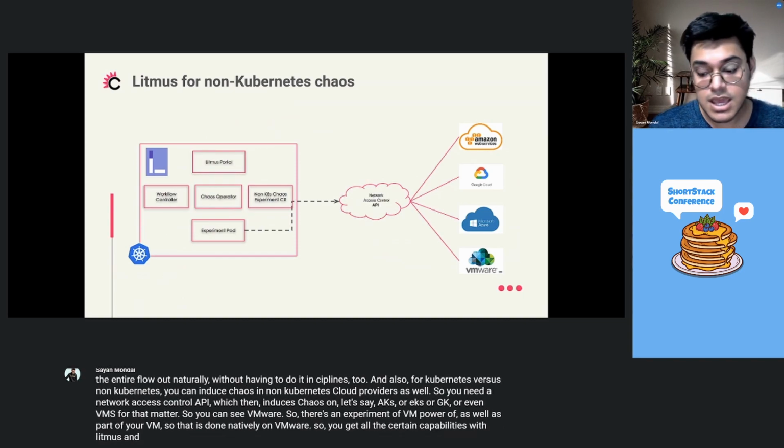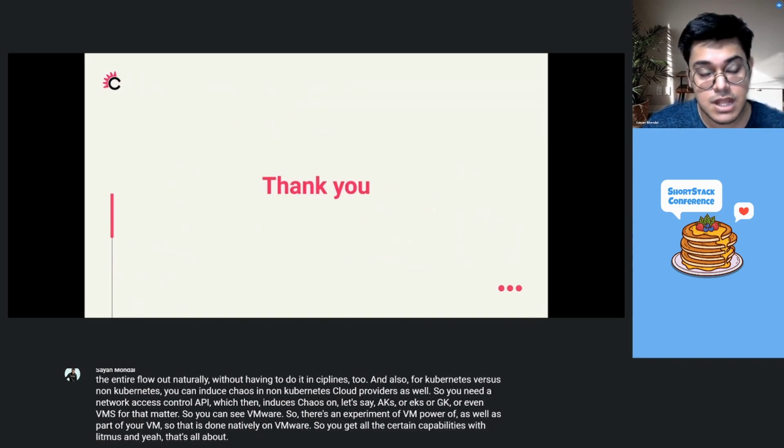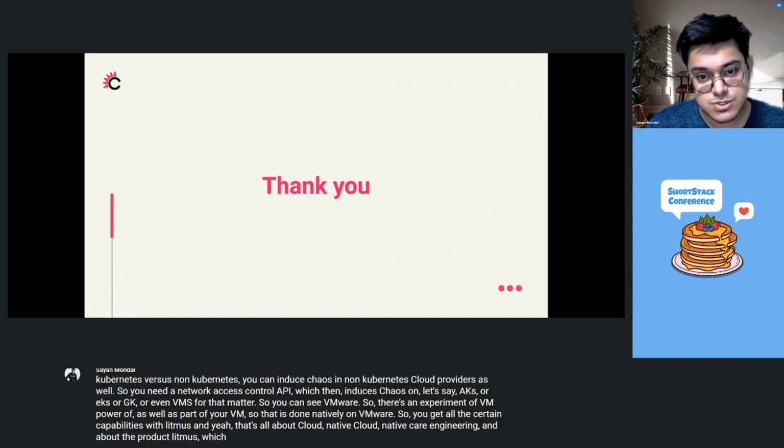And yeah, that's all about cloud native chaos engineering, and about the product Litmus, which you can use to do cloud native chaos engineering. Thank you.